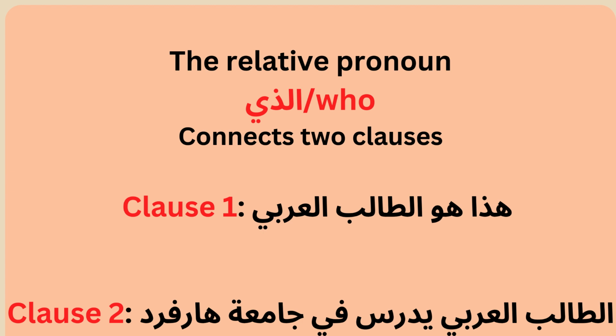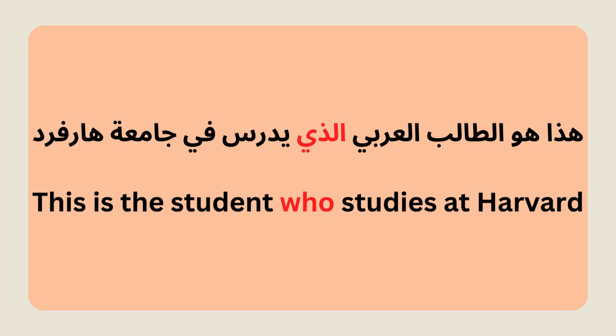So you can opt to keep these two sentences together, or you can make them more complex by combining them using the relative pronoun الذي to replace the subject of the second clause. هذا هو الطالب العربي الذي يدرس في جامعة Harvard. This is the student who studies at Harvard University. الذي replaces the subject of the second clause. The subject in this case is a human noun.